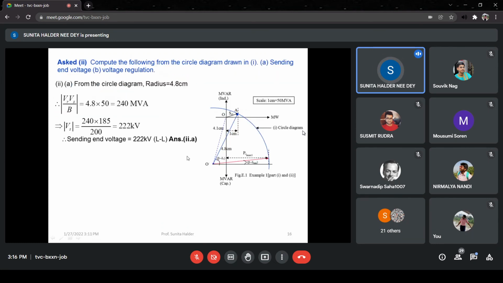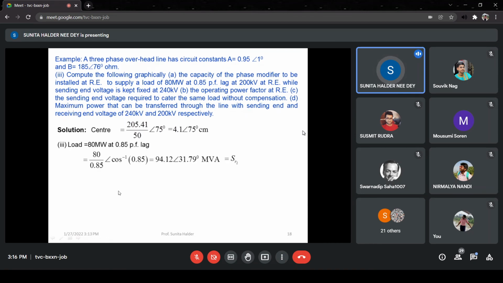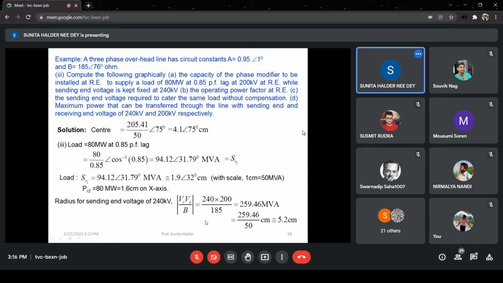What was the sending end voltage in our case? It was 220 kV. Okay. Now it is asked that the sending end voltage will be kept at 240 kV, and now we have to supply a particular load. Now, if the sending end voltage, receiving end voltage, ABCD parameters and loads are given, we can calculate everything, right?